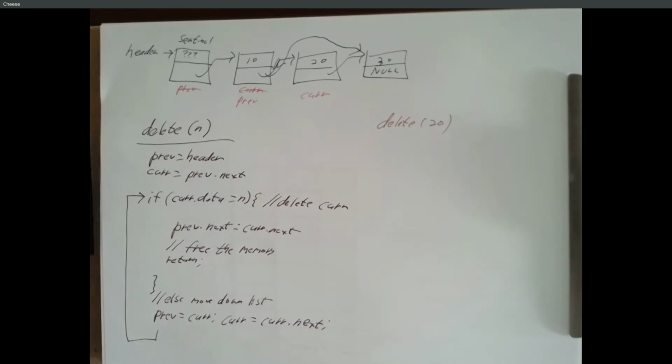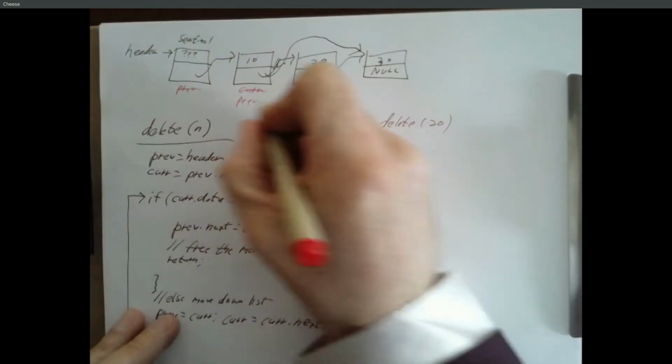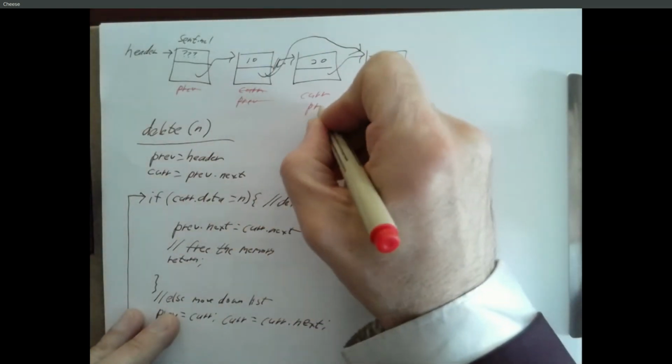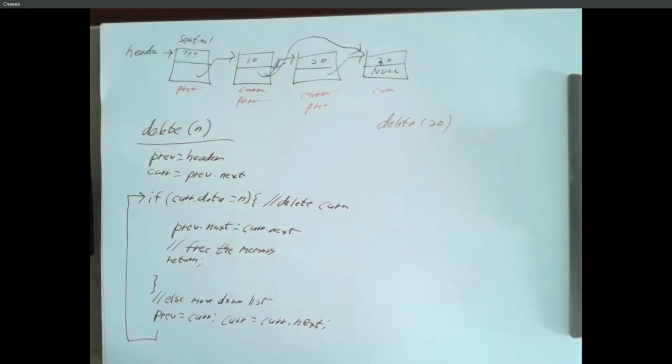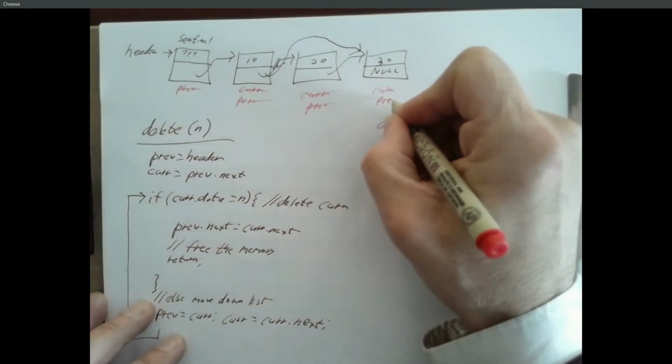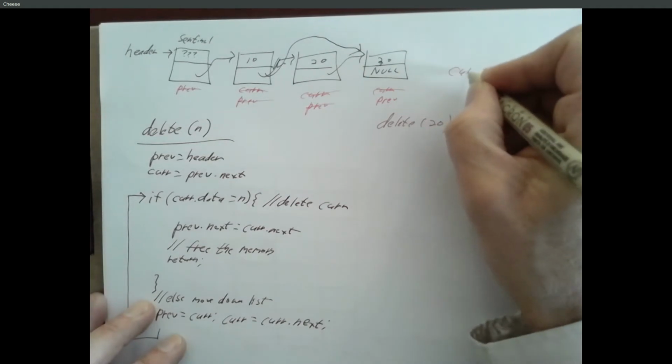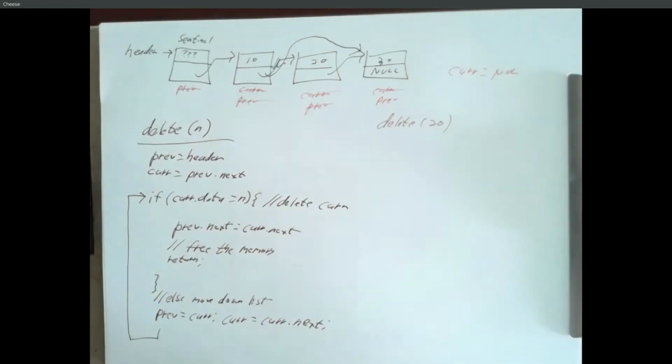So what can go wrong with this? What does it do if it loops through all of these? So suppose we tried to delete 50, and 50 was not in here. So this would become previous, and this would become current. And 30 is not the thing we're trying to delete, so this would become previous. And current is going to be a null.